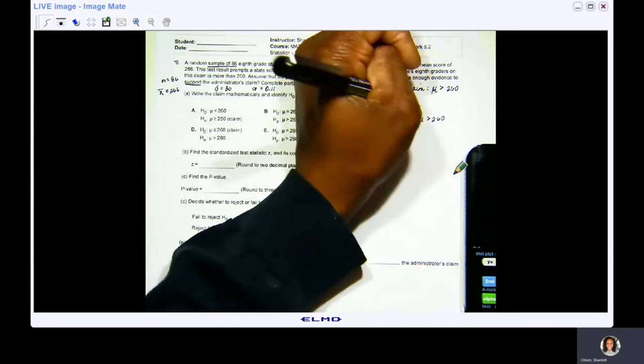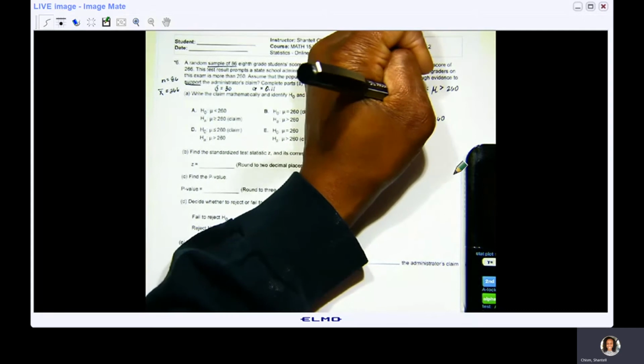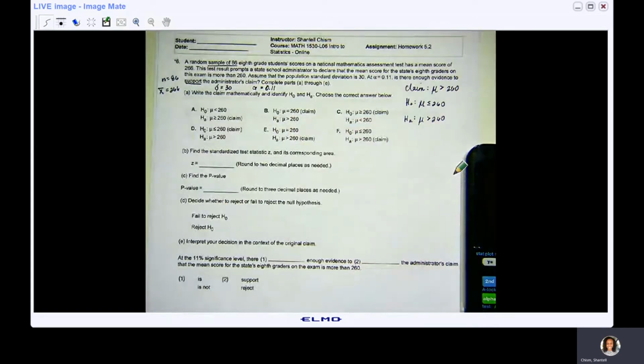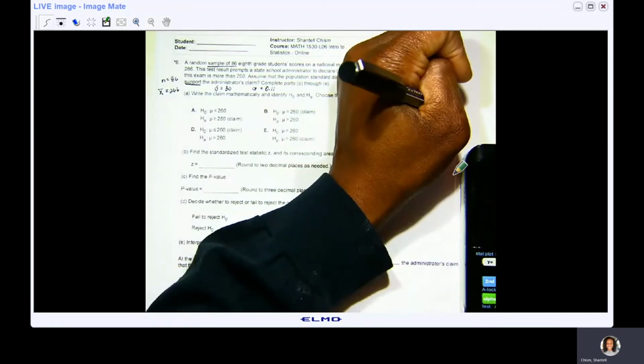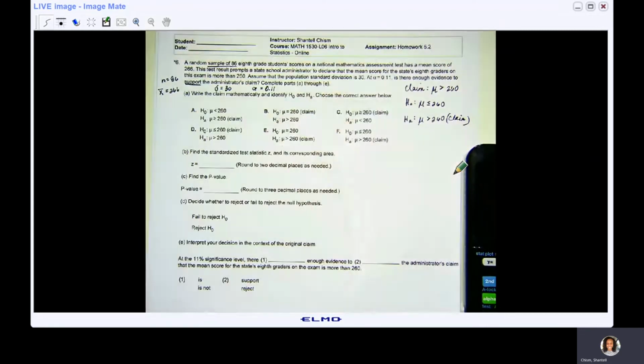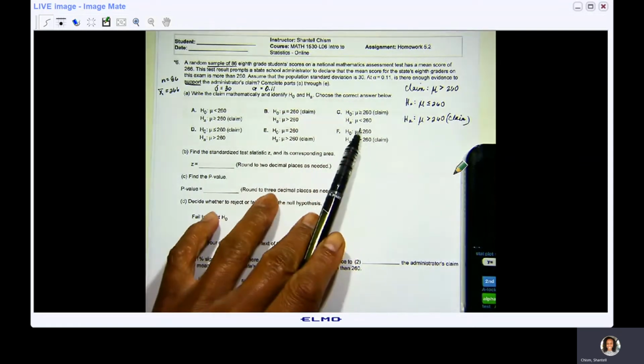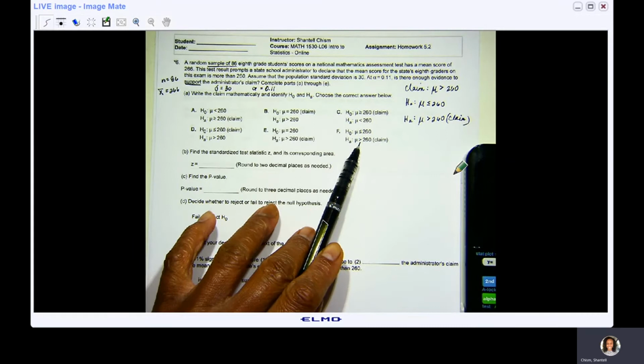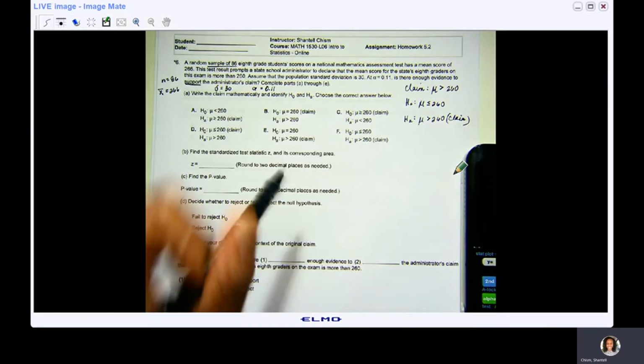Now, H0 would be the opposite of greater than, which would be less than, and then we've got to contain equality. So less than or equal to. And remember, the claim is HA, so I'm going to go ahead and put claim right there. So we just need to choose the correct one that matches less than or equal to 260, greater than 260, and HA is the claim. That would be F.